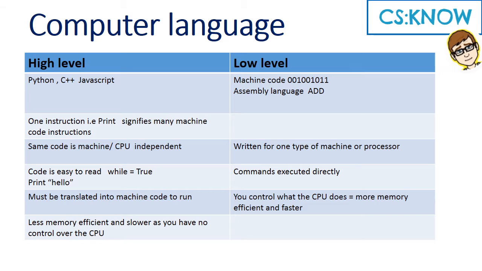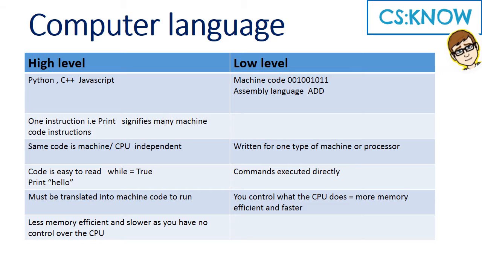One instruction, so if I type print into Python, then that signifies many machine code instructions. There's lots of different bits of binary that have got to happen to do that one little bit of instruction. The same code is machine or CPU independent. So if I make a Python program on my computer, I run it on a Mac, as long as it supports Python, it'll run. Okay? So the idea is once you've got that piece of code, it'll work on any other computer. Code's easy to read, and it kind of makes sense.